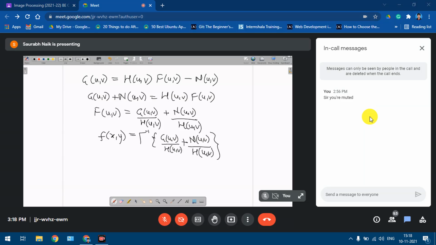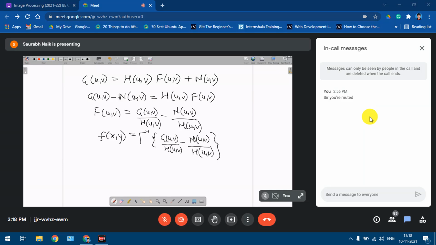Sorry, I wrote this equation by mistake. This should be negative here. I just realized it now that I wrote the first equation as positive instead of negative. That is why I was getting this as positive here.